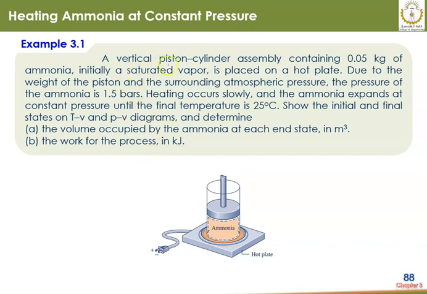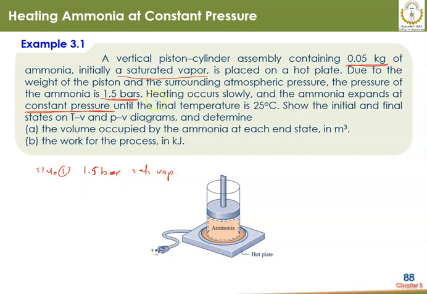Here we have a piston cylinder assembly. We have the mass. Initially we have saturated vapor, so state 1 is saturated vapor. We have constant pressure, and the pressure is 1.5 bar. So we know that it's 1.5 bar at state 1, saturated vapor. So we can go to table A3 and find all properties of state 1.